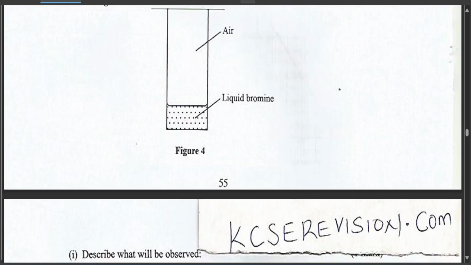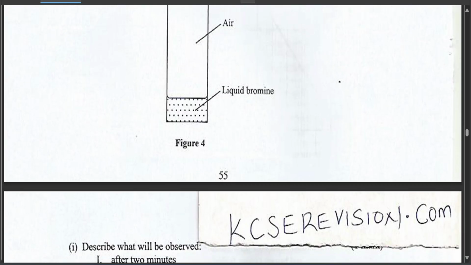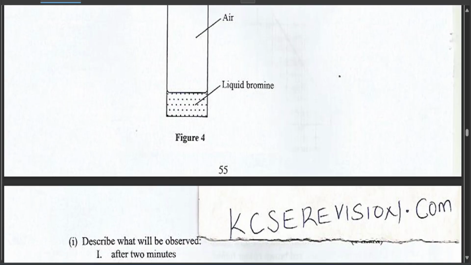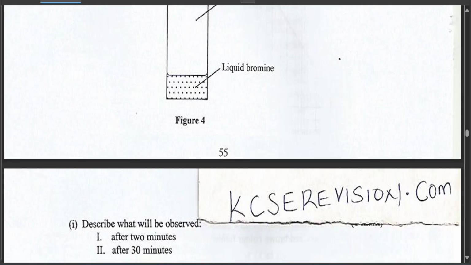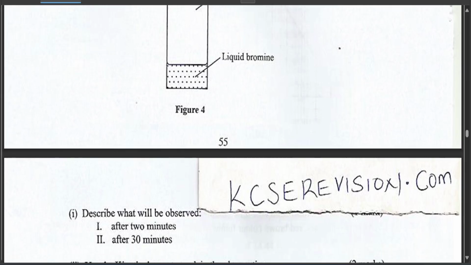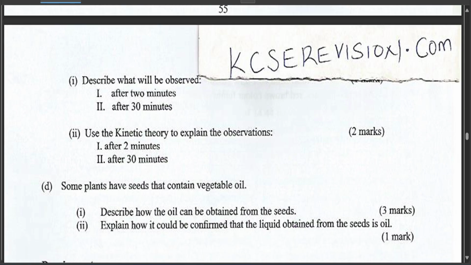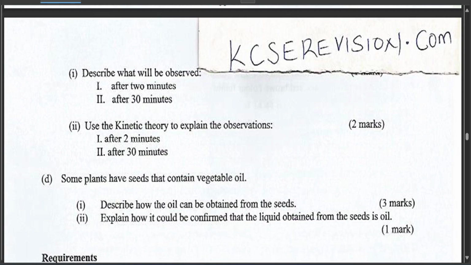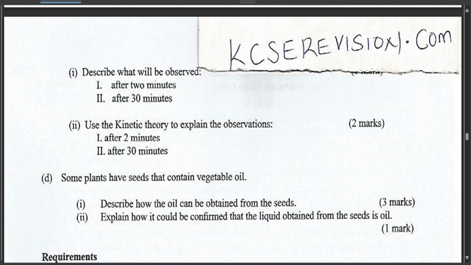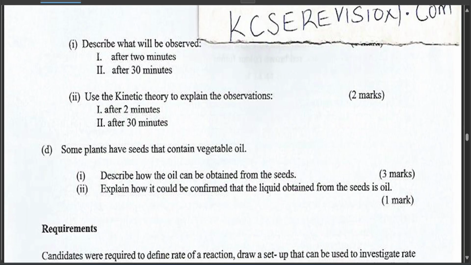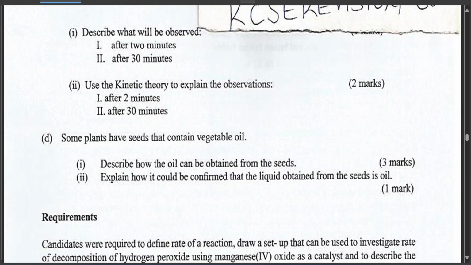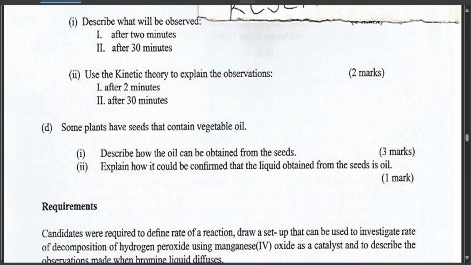Now let's finish up. For Roman 1, you've been asked to describe what will be observed after 2 minutes, and Roman 2, after 30 minutes. And then Roman 2, use the kinetic theory to explain the observations. And question D, some plants have seeds that contain vegetable oil. Roman 1, describe how the oil can be obtained from the seeds. Roman 2, explain how it could be confirmed that the liquid obtained from the seeds is oil.